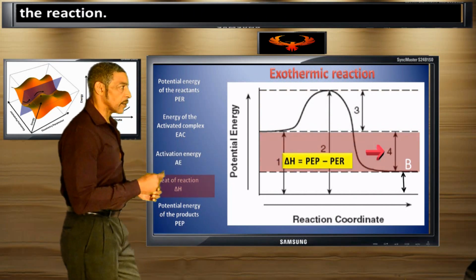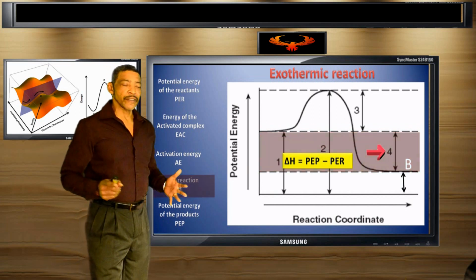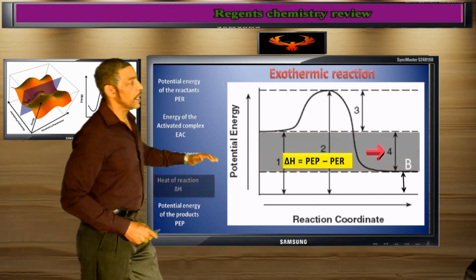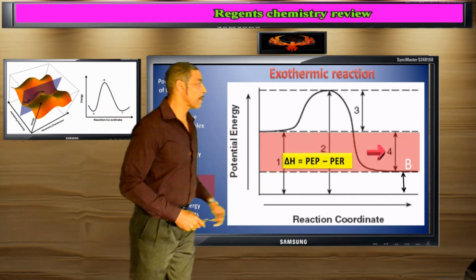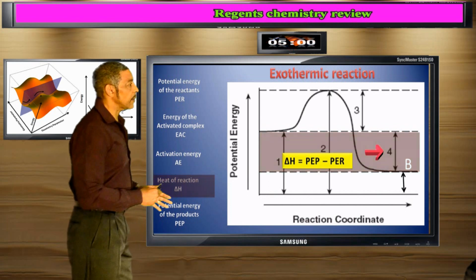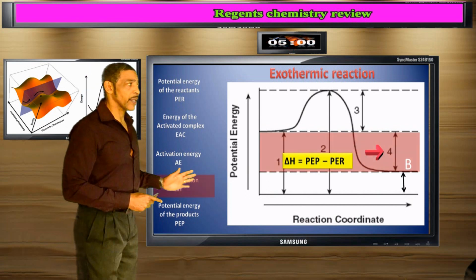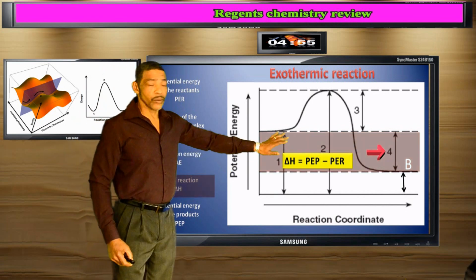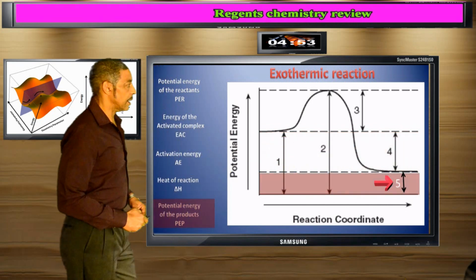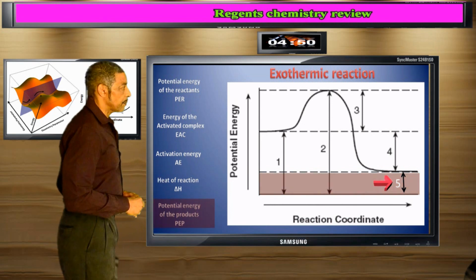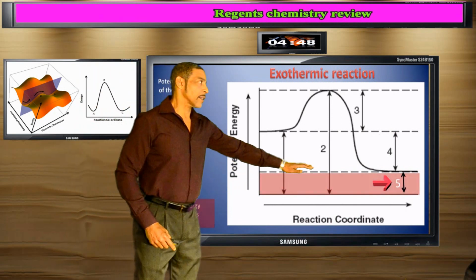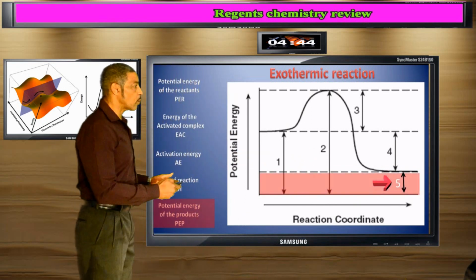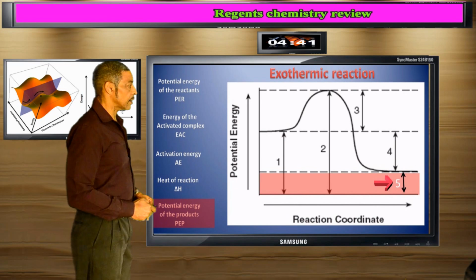Number four, the delta H. The delta H is the heat of reaction. It represents the difference in the potential energy of the reactants and the potential energy of the products. Delta H represents the amount of heat energy lost during an exothermic reaction. For an exothermic reaction, the delta H value, by the way, will always be negative. And finally, the potential energy of the products. This is the total amount of potential energy contained in the products formed during the chemical reaction.